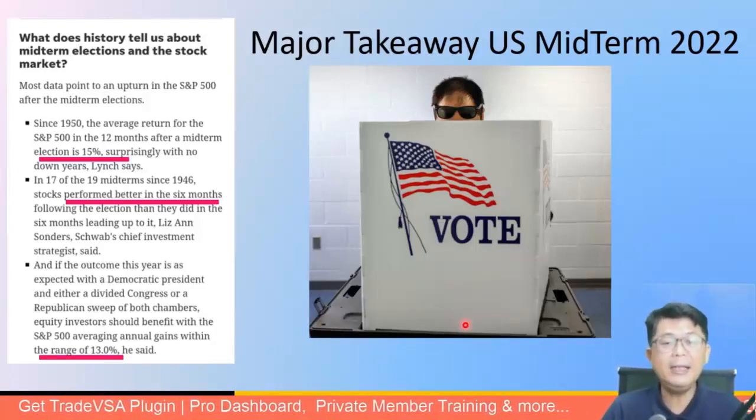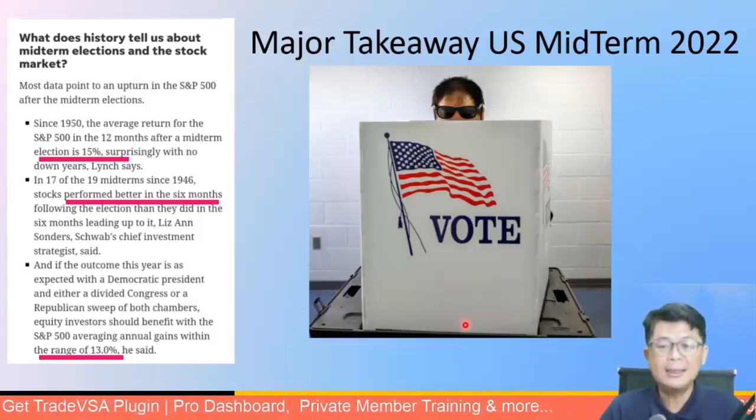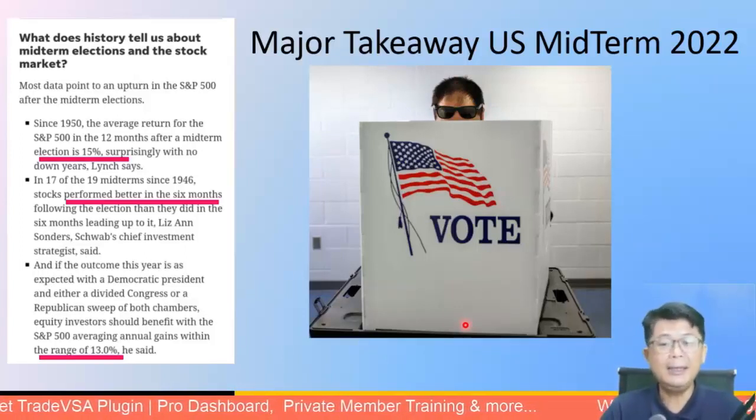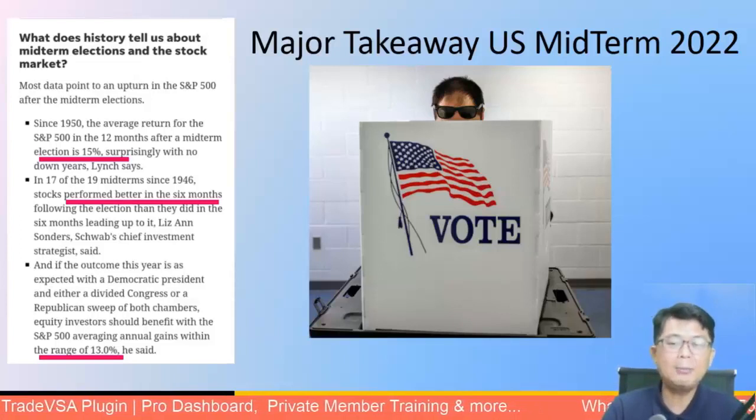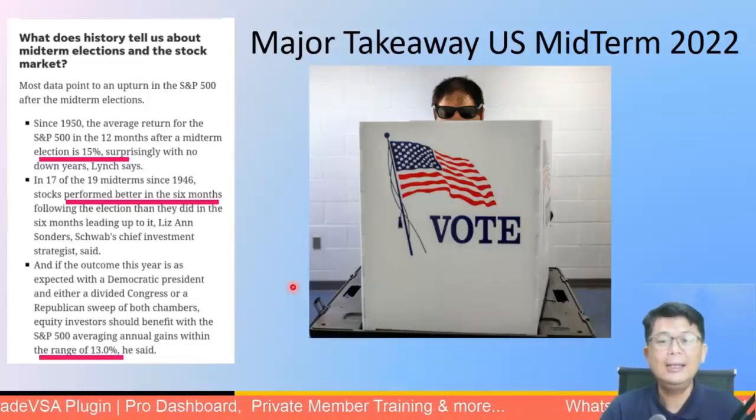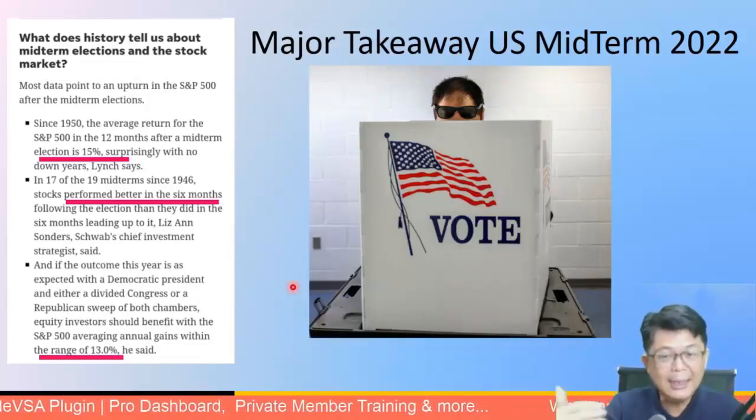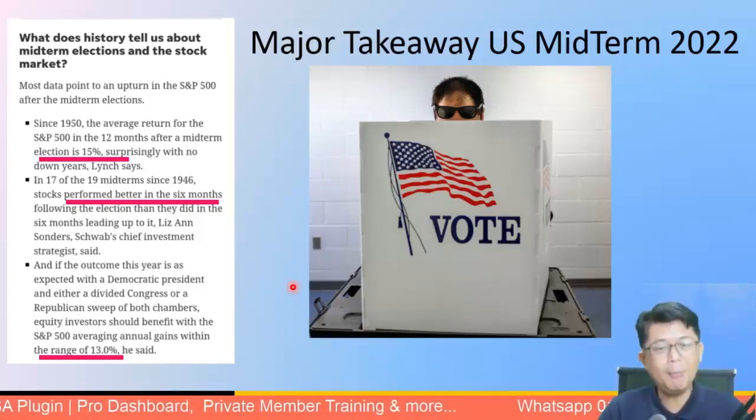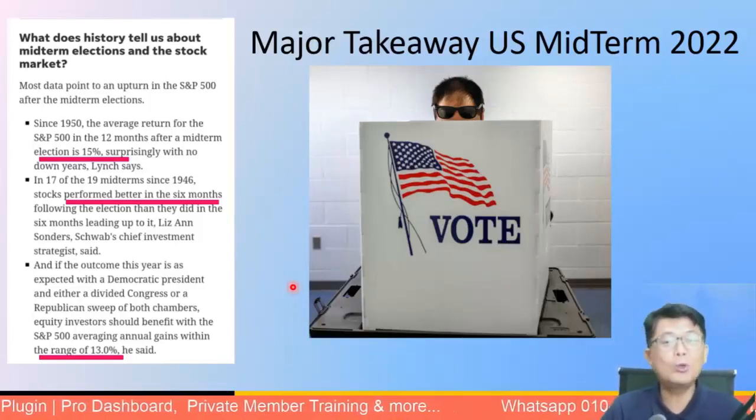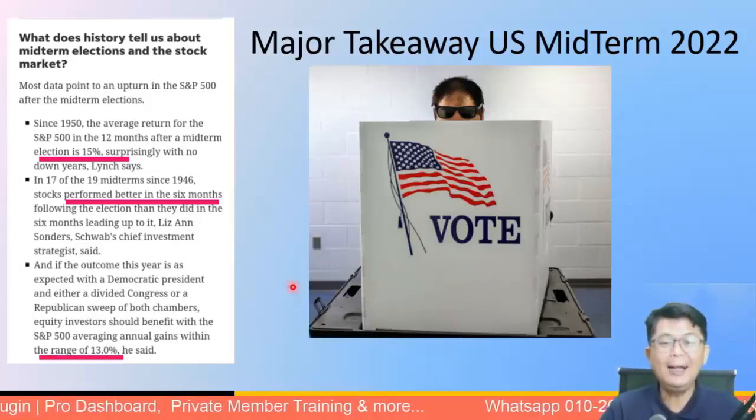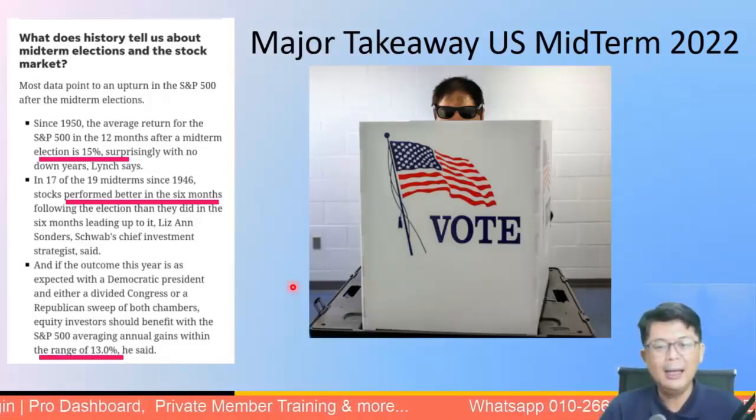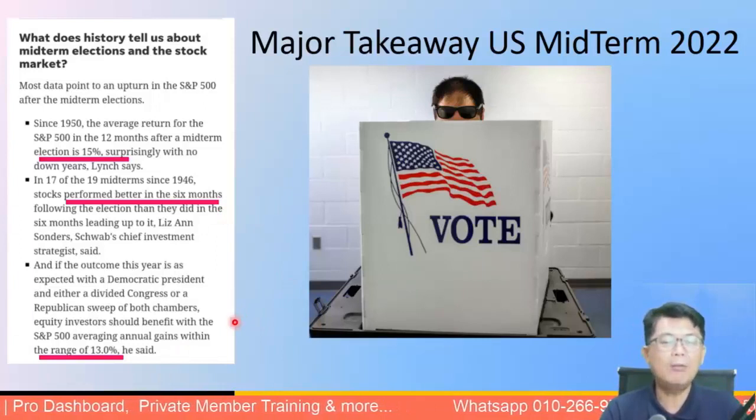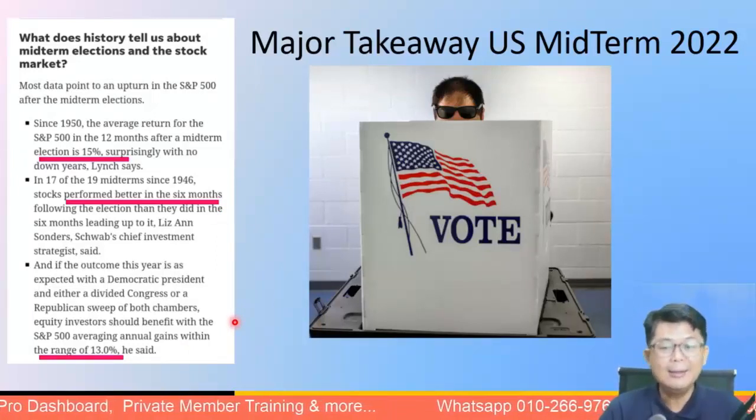You can see 17 out of the 19 times since 1946 the stock market performed better in the 6 months following the election than it did leading up to it. So remember, leading up to the election in November has been the worst performer, so it should perform better from here. Don't forget, we also have the December rally. The December rally is definitely coming. And also the annual gain of the S&P 500 has been 13%.